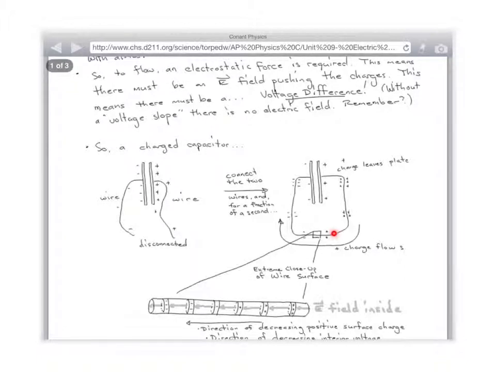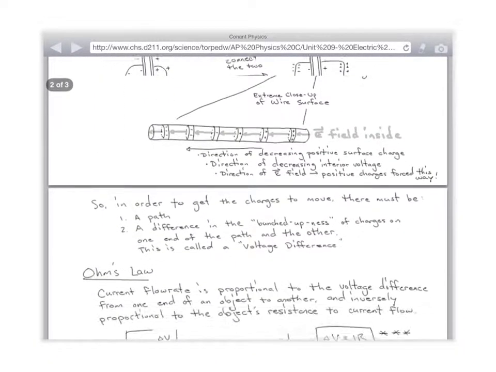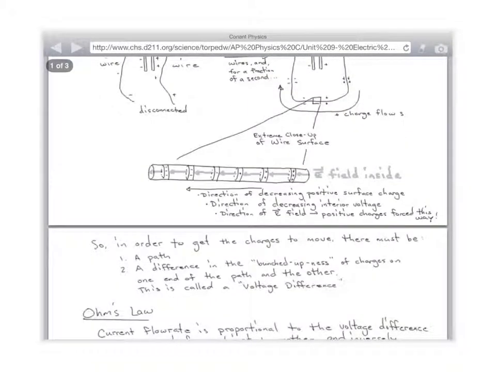So would that be like the equivalent of water in a pipe, and once it all gets to be the same level, it stops moving? Exactly. Water in a pipe is a great analogy for this. In order for charges to move, there must be two things: one, there must be a flow path, and two, there must be a difference in voltage.